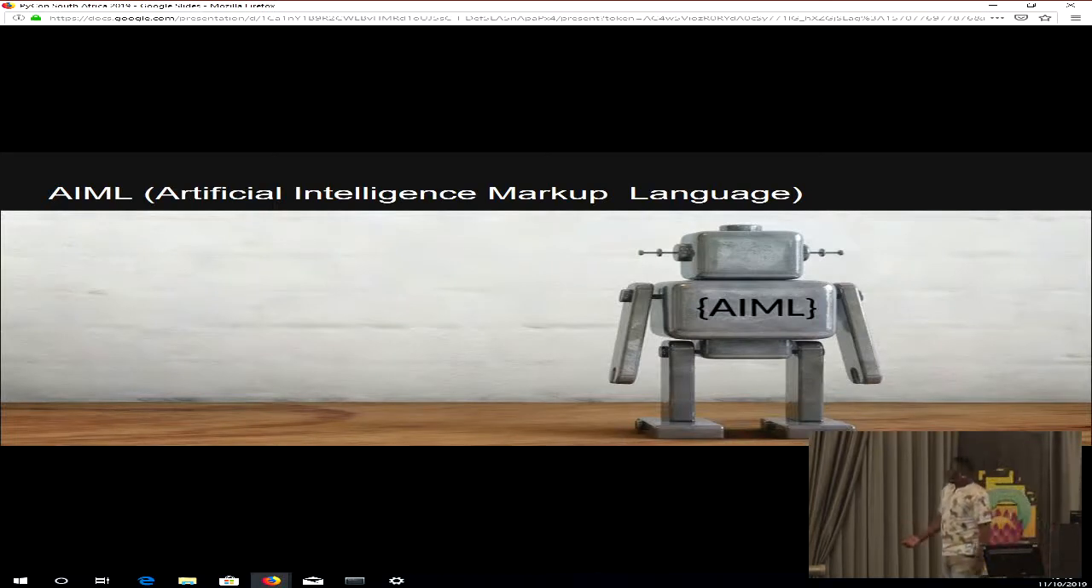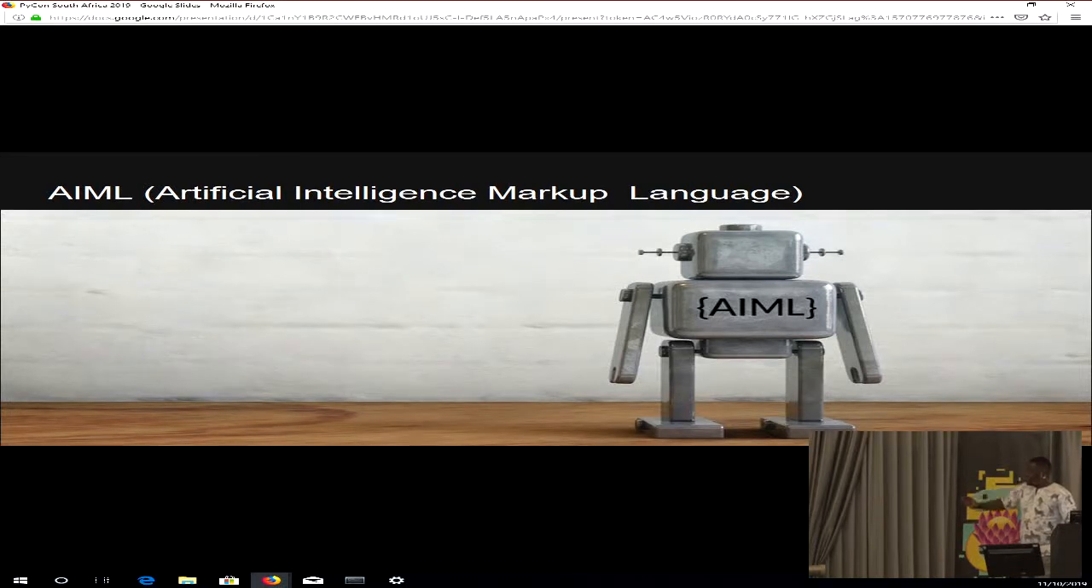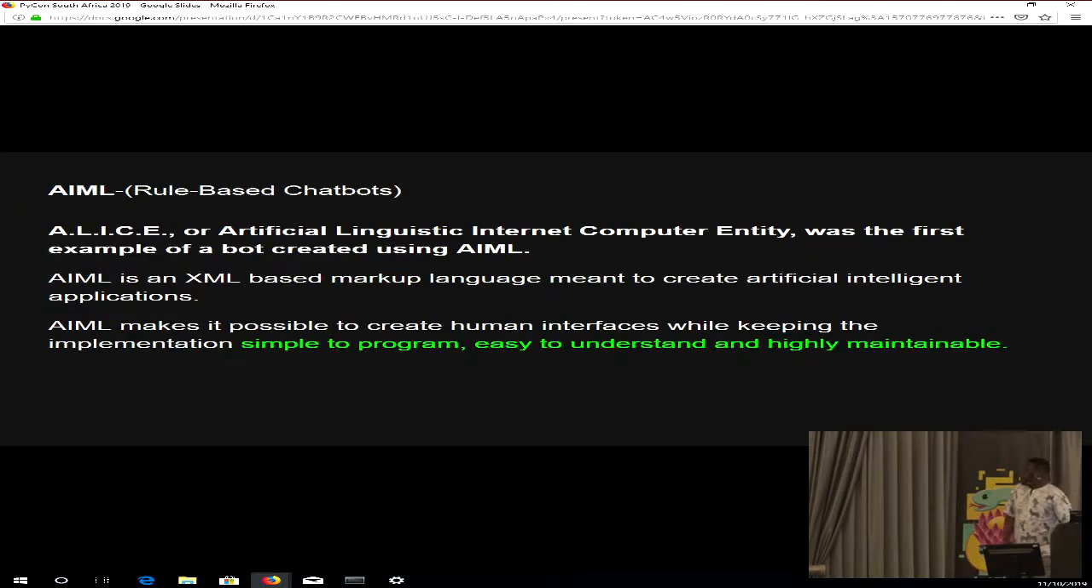So AIML is the simplest framework to use to develop a chatbot in Python. I'm going to take you through a bit of how to use it. But before I go to the demo, I just want to take you through some of the text features that AIML uses. Alice was the first bot developed using artificial intelligence markup language. And I hope if you have used a chatbot before, you know what Alice means.